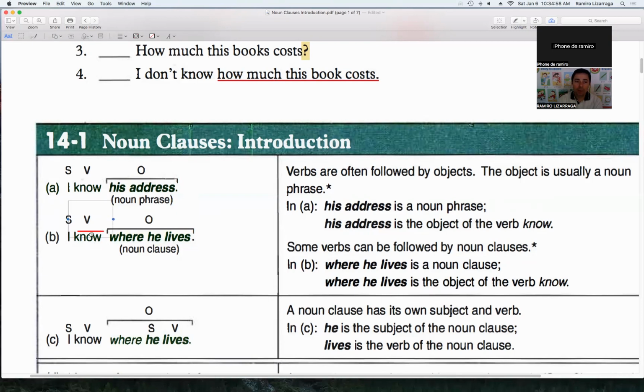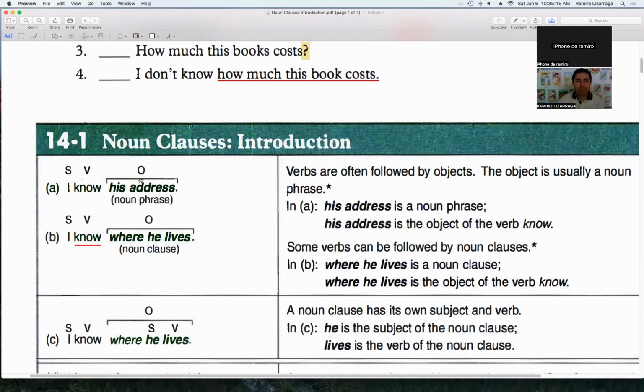Este es el verbo know. Aquí tenemos el verbo know. Y aquí tenemos la oración sustantiva, where he lives. Ahí está, por ahí vamos. Bueno, entonces dirán ustedes, oiga, pero ¿cómo voy a saber cuál es la oración sustantiva? Ay, ay, ay. Veamos aquí, miren.